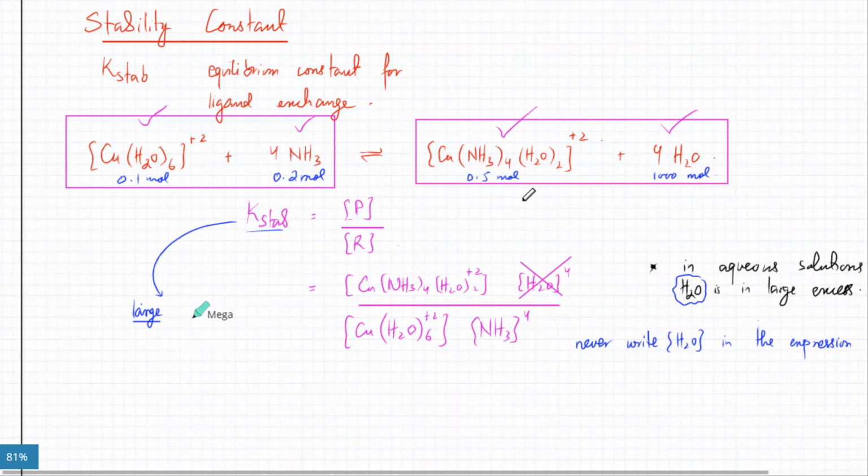So a large value indicates you'll have more products and you're going to have less reactants. So that indicates more forward reaction, more Ligand exchange would take place.